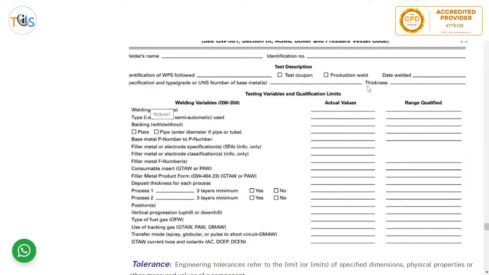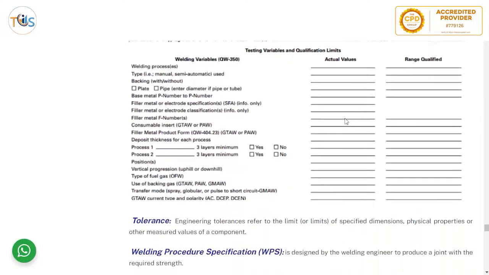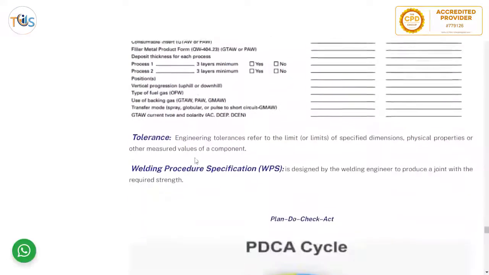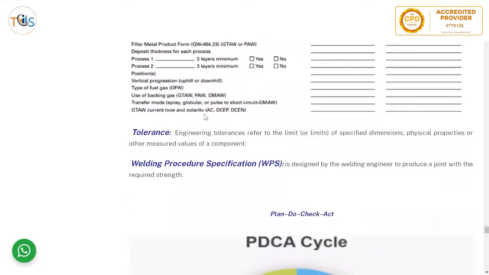UNS or grade number of the metal, the thickness, which welding process was used, was it a plate or pipe, base metal P number, F number, filler metal, how many passes, 3 layers, 2 layers, which position they used, and which process they used.